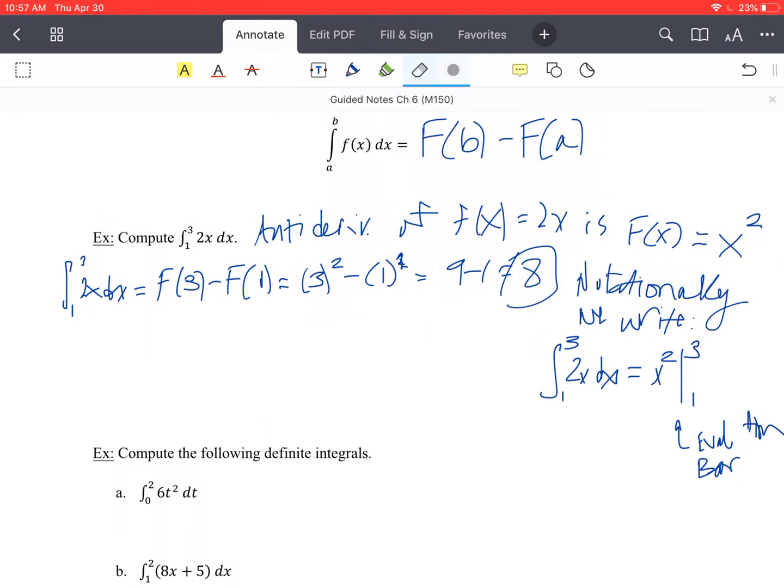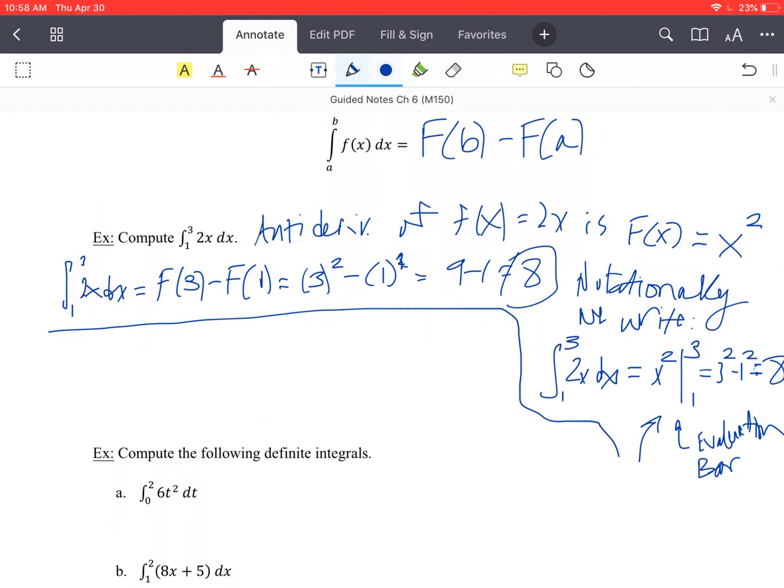Okay, so this is the evaluation bar. And it just signifies that we have already taken an antiderivative. So the integral portion is done, but we still need to evaluate. We still need to plug in the 3 and the 1. So this would tell us then we get 3 squared minus 1 squared, which is the 8. So it still gives us the same thing as we had before. But this is the more common notation that we're going to see when we take that antiderivative.